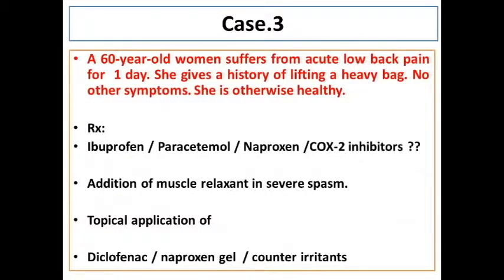In this case, case number 3, an elderly woman is suffering from acute low back pain just for a day. This has happened because she had lifted some heavy things. This is very common, lifting heavy things followed by a very bad backache, especially muscle spasm, as rightly pointed out by Dr. Amaya. She is otherwise healthy. So a point to be noted initially is that backache may be a result of a muscle spasm. It may also be because the nerve roots are being entrapped.